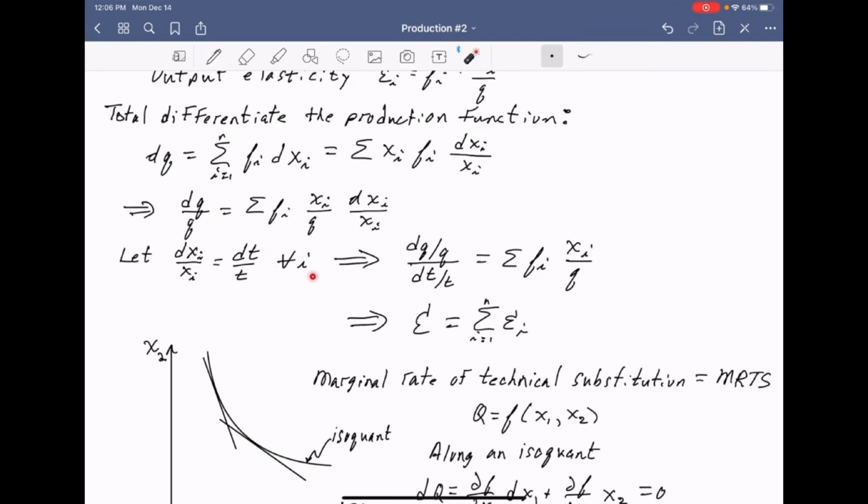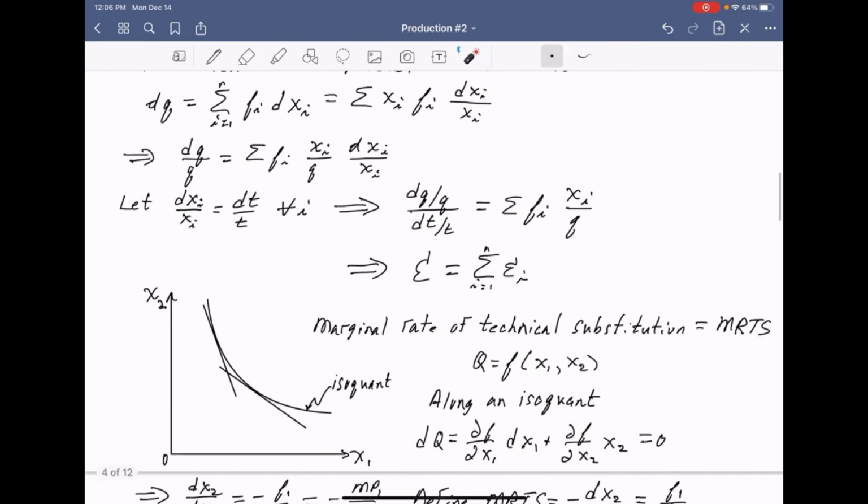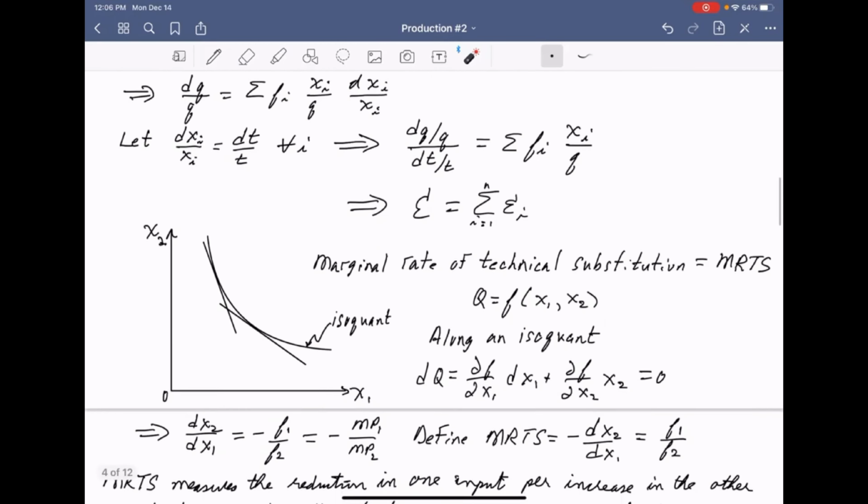We do this for each of the inputs, and then we get dq over q divided by dt over t, which gives us the sum of the marginal products divided by their average product. So then the overall elasticity is simply the sum of the individual elasticities of output with respect to the various inputs. Now, the marginal rate of technical substitution we've seen before, and we denote it with MRTS.